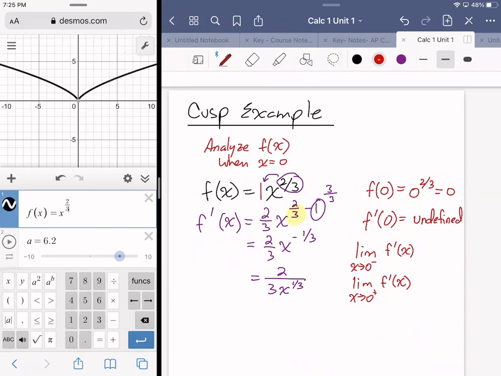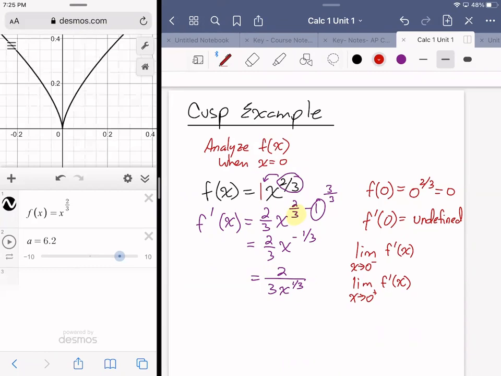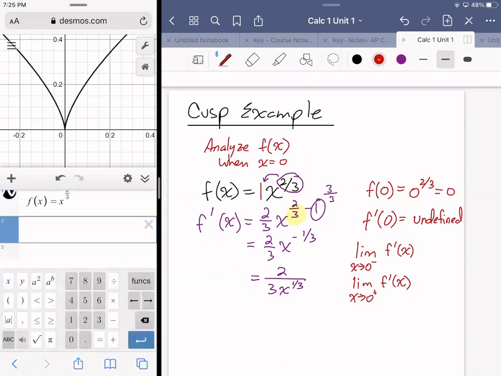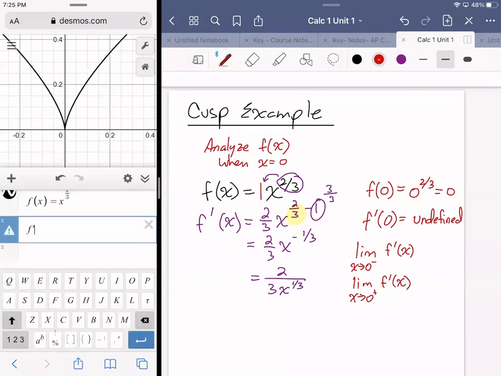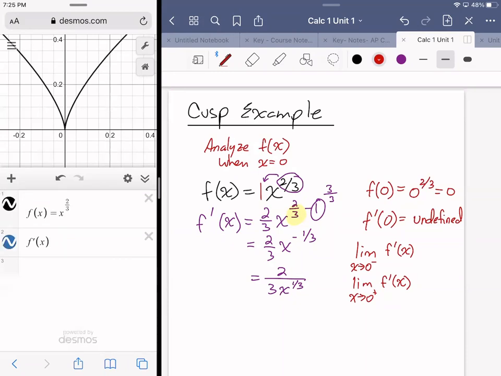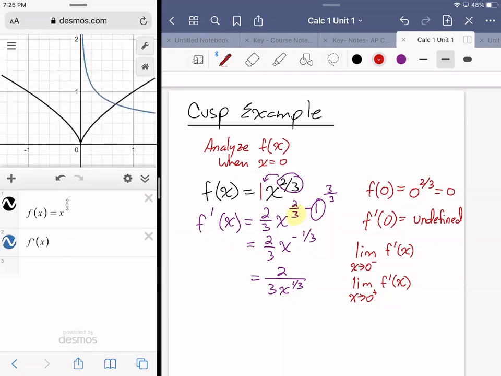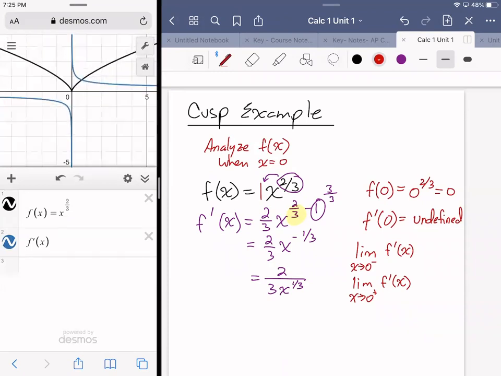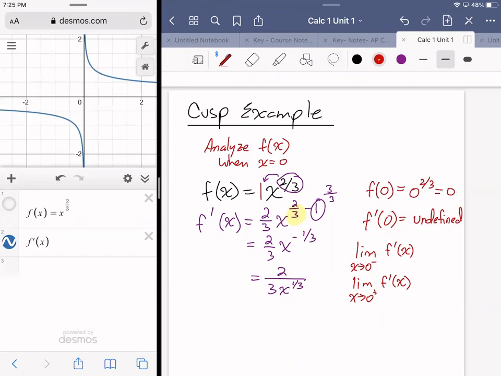So here's my x to the 2/3. Definitely looks like a cusp at 0. You tap, you see that it exists at 0, so we're good there. Then I just pop in my f prime of x. It's showing that I should have a blue graph. I don't see a blue graph, which means that I should probably be zooming out. I am zooming out, and there we go. I'll just hit the negative 10 to 10 and then go back in. I'm going to turn off my original function because it's distracting me.